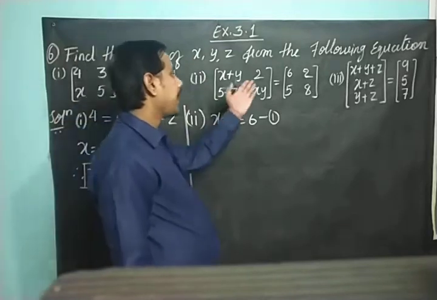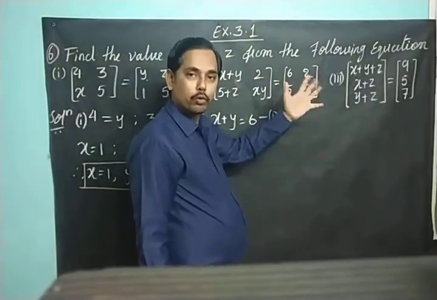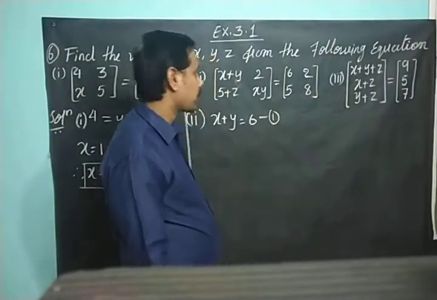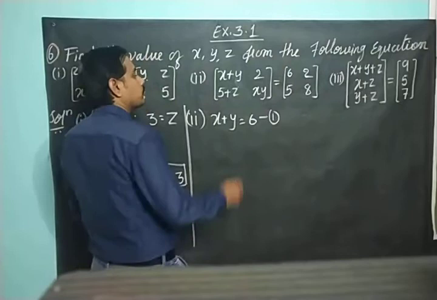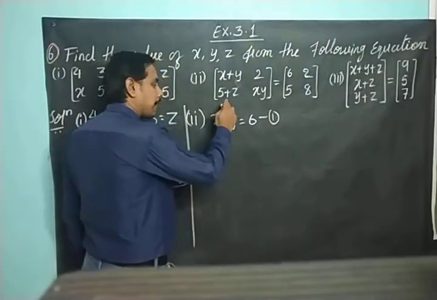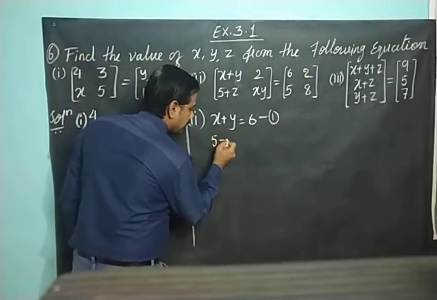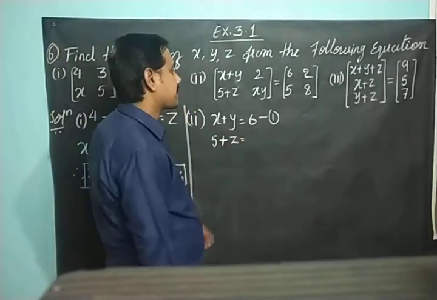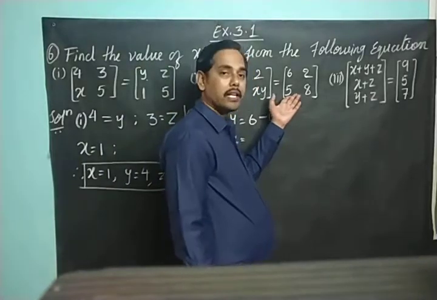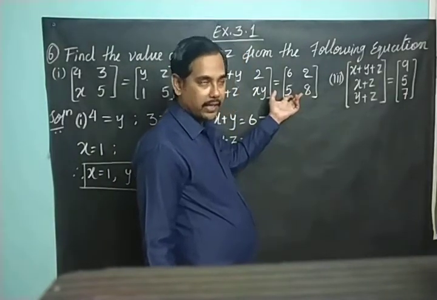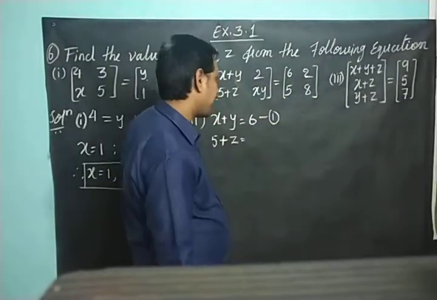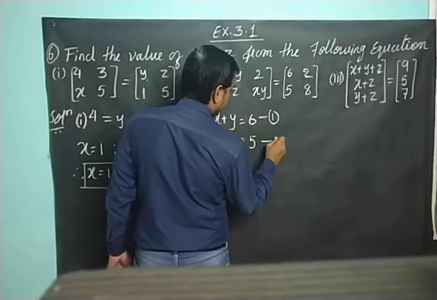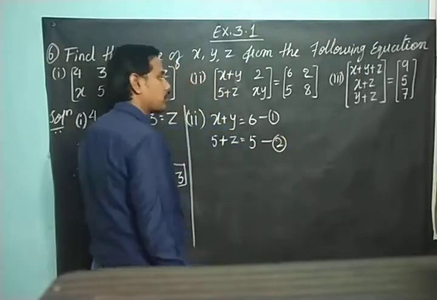A22 here is 2, and here also it is 2. So no need to write it down, because we don't get any variable out of that. Both are constants. A21 here is 5 plus z. It should be equal to its corresponding element on the right hand side, which is 5. So 5 plus z is equal to 5. Let it be equation 2.